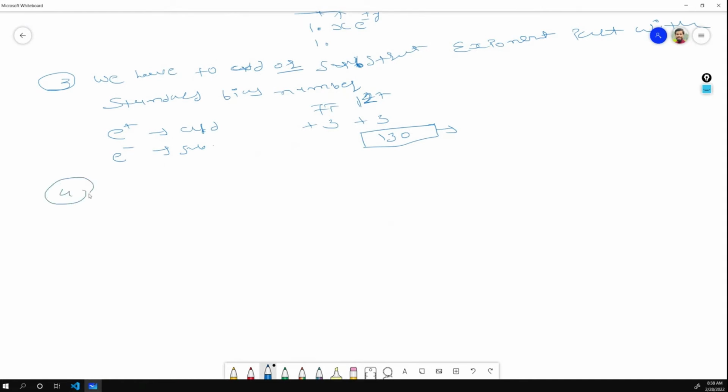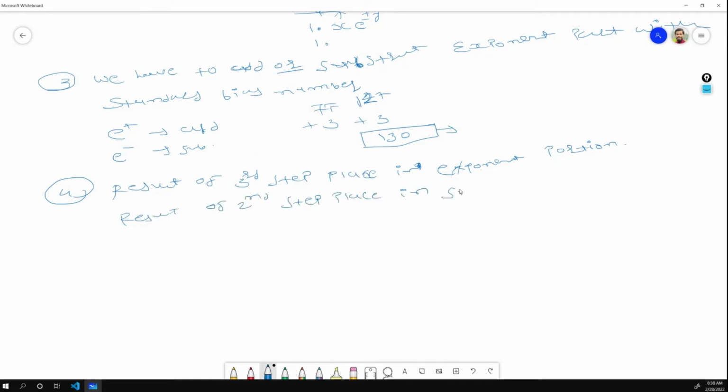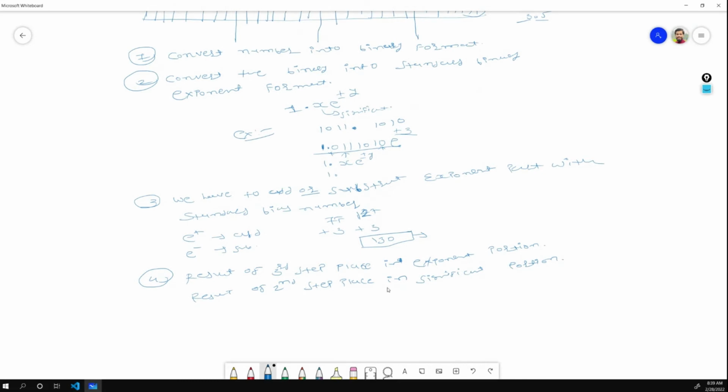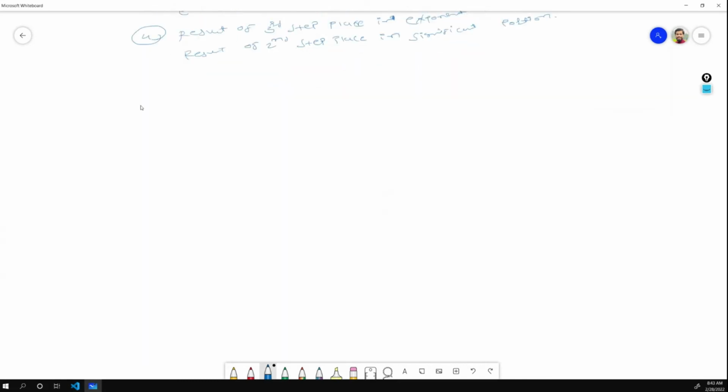Then the fourth step: the result of the third step is placed in the exponent portion, and the result of the second step is placed in the significand portion. This way the binary of our float number will be converted and stored in the memory. So write down these four steps. What is the binary of 3.5 and what is the binary of 3.7?